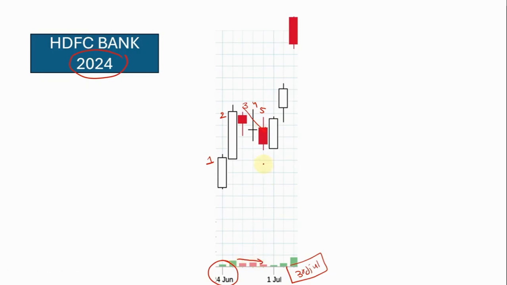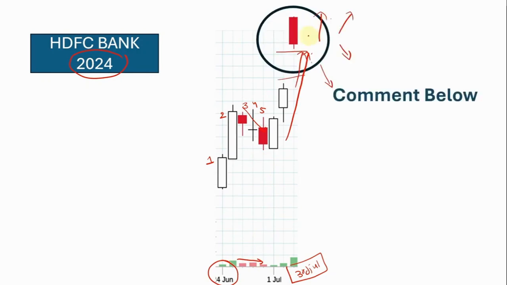Now observe, after the uptrend, a big red candle appears with high volume. That is important. It is high volume following a gap up. My question: will the stock price increase or decrease after this red candle?